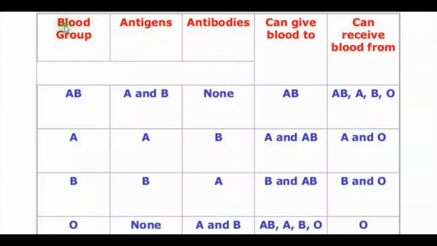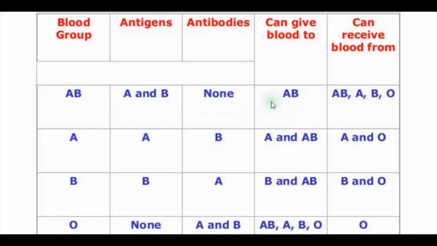Now we have to see the distribution of antigen and antibody in different blood groups. The table lists blood group, antigens, antibodies, can give blood to, and can receive blood from. First, AB blood group. In the AB blood group person's body, A antigen and B antigen, both the antigens are present, but there are no antibodies. So these AB blood group persons can give blood to AB blood group alone.